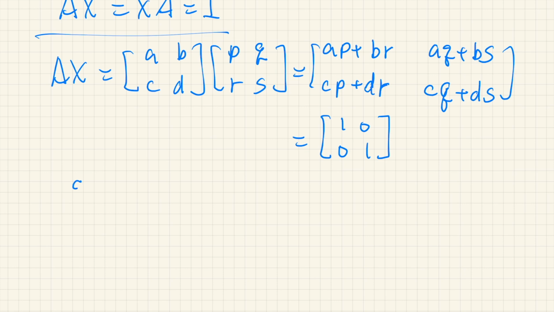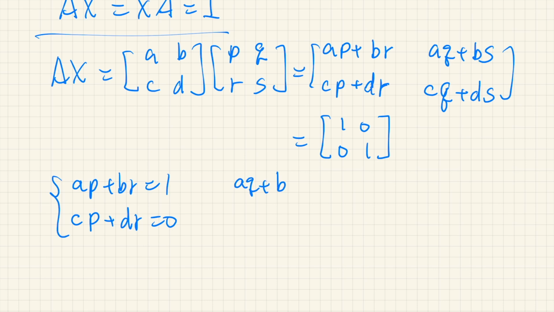So first, from the 1,1 element, we have AP plus BR equals 1. From the 2,1 element, CP plus DR equals 0. From the 1,2 element, AQ plus BS equals 0. And CQ plus DS equals 1. And let's solve this one first.